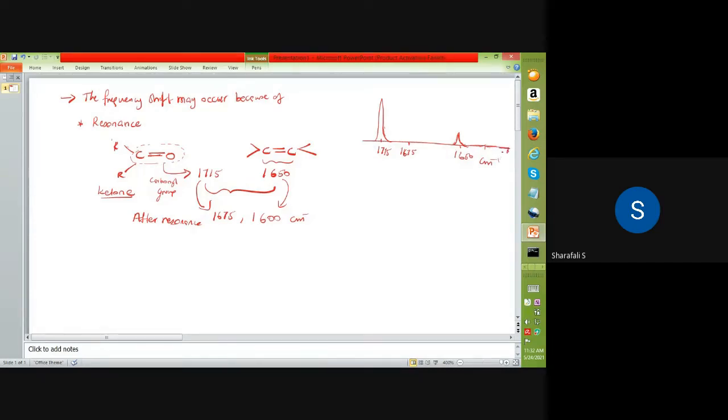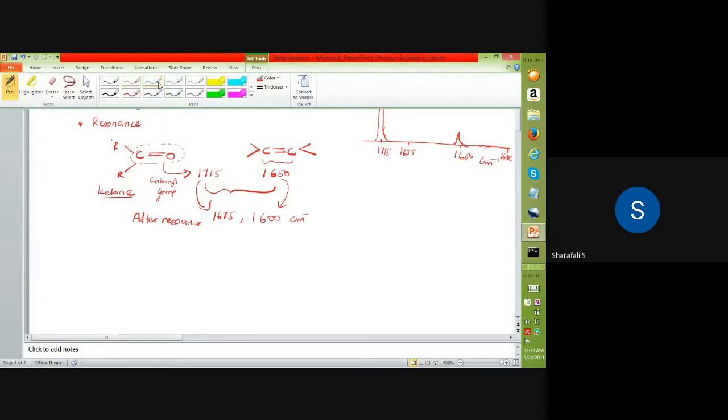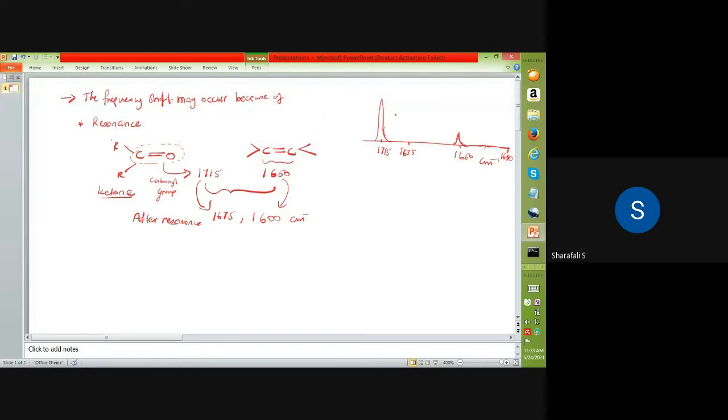Okay, let's say this is 1000. It's not the exact scaling. So we will be having a shift of these frequencies after that resonance. That resonance means some of the energy from this will be transferred to this peak. Okay, that is the resonance process.